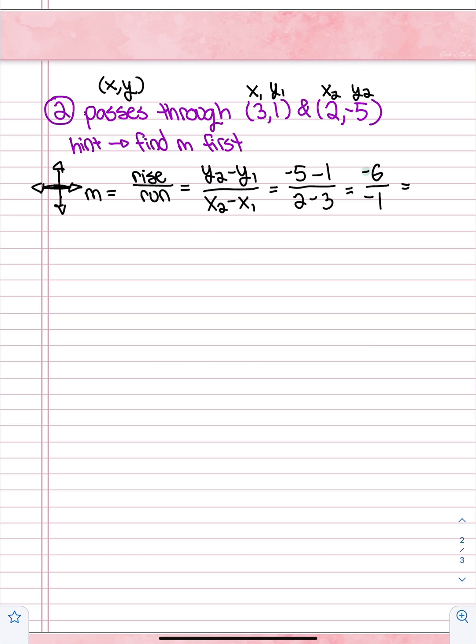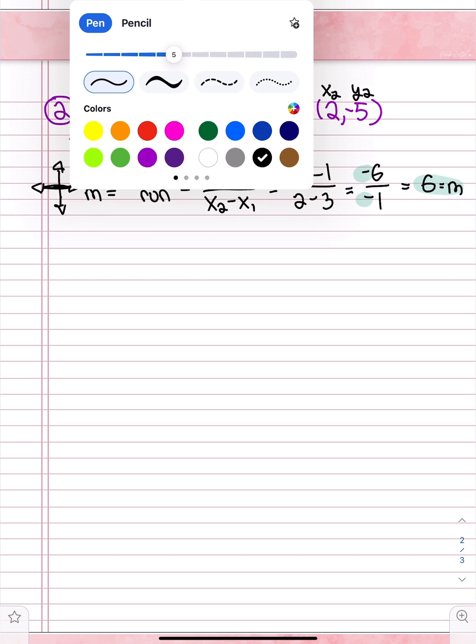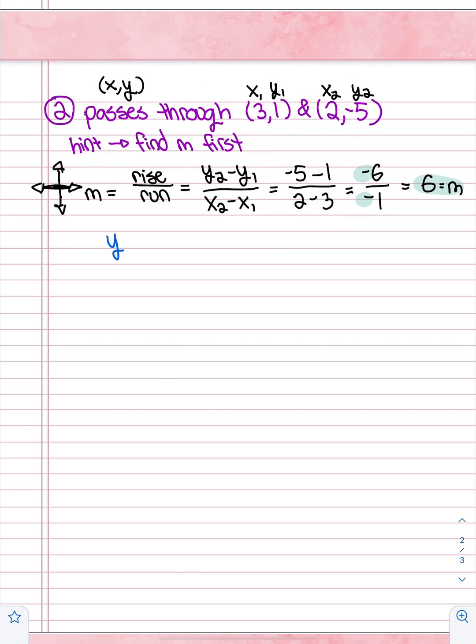And then I would keep in mind I have a negative divided by a negative, so that's going to become positive. So really this is 6 over 1, or you can just call it 6, same thing. And that's going to be my m, that's my slope, right? So that's what I'm going to plug into my equation. So for writing it in point slope form, I'm just going to rewrite point slope form. So that's y minus y1 equals m times x minus x1. Two different ways I can write it.